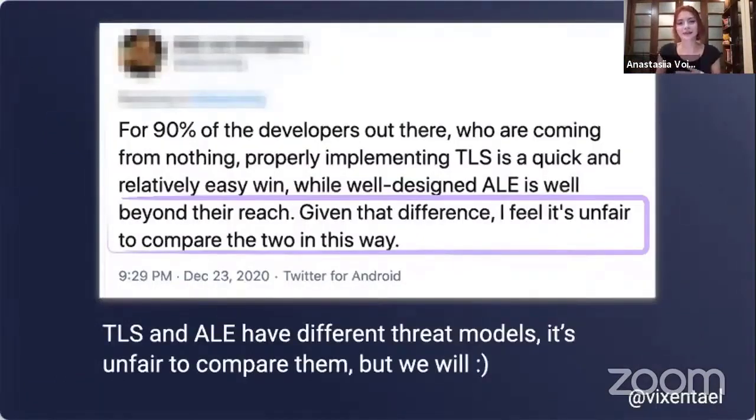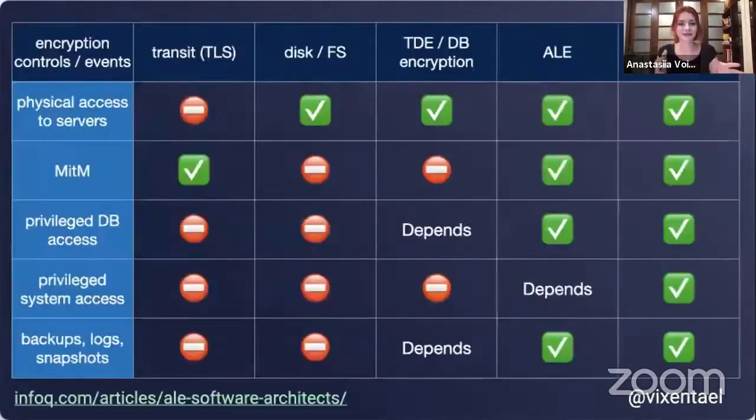I know that you like to look into threat modeling. So let's compare TLS and application level encryption. They are different techniques. It's like comparing apples and oranges. It's unfair, but we will do it. I really like to show this comparison table because it has different encryption techniques: TLS, data at rest encryption, or transparent database encryption, application level encryption, and end-to-end encryption. And it has different threats or events that can happen.